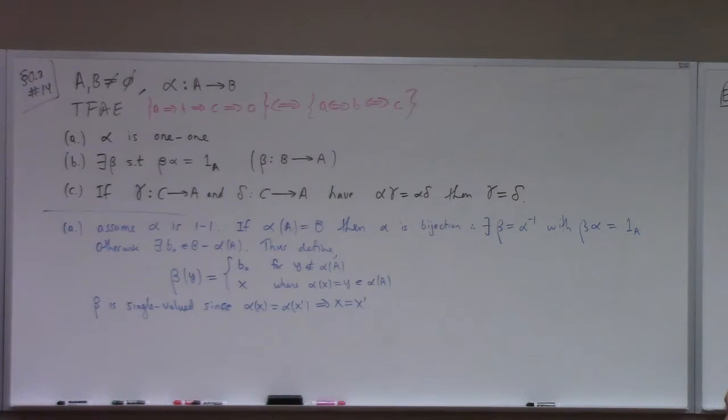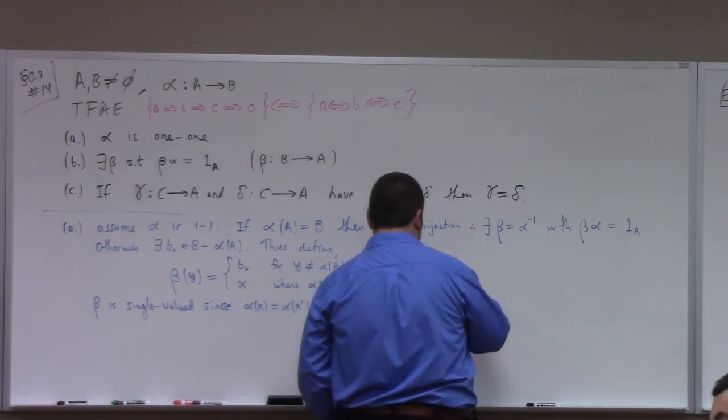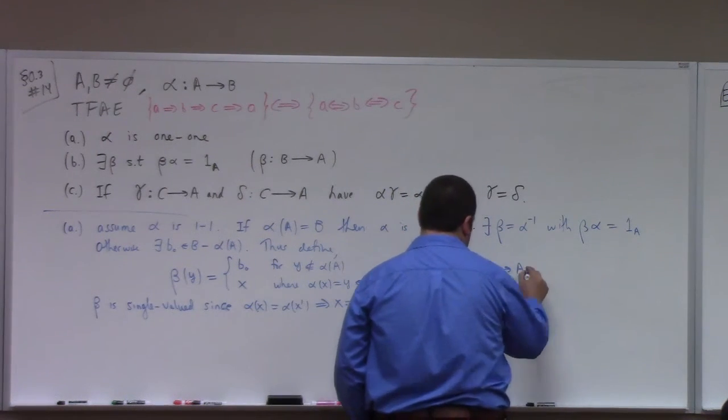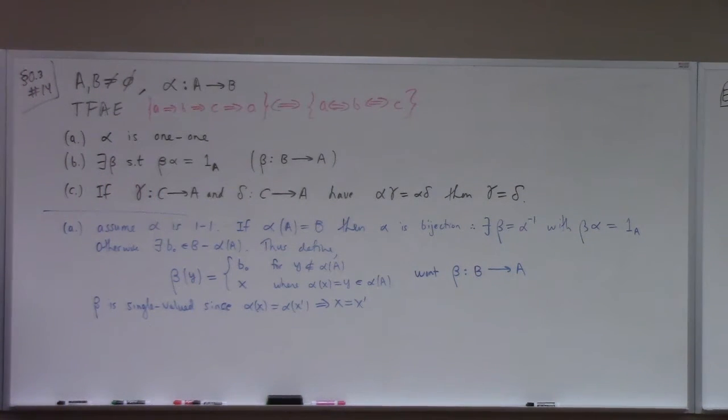Is my point in the wrong space? Where's beta supposed to map to? Oh, I'm sorry, that's wrong. You're right, Tim. Beta is supposed to go from where to where? B to A, right? So I shouldn't put b naught here. What should I put?